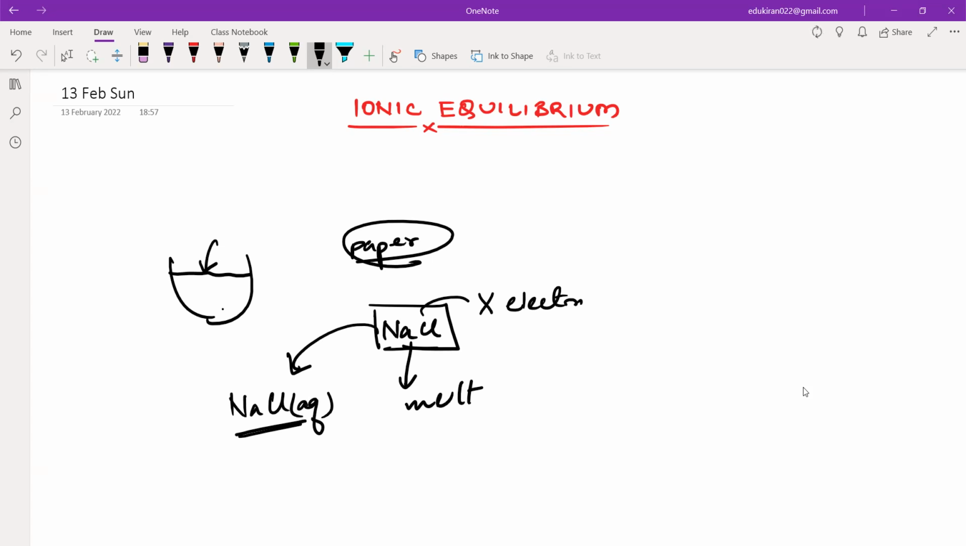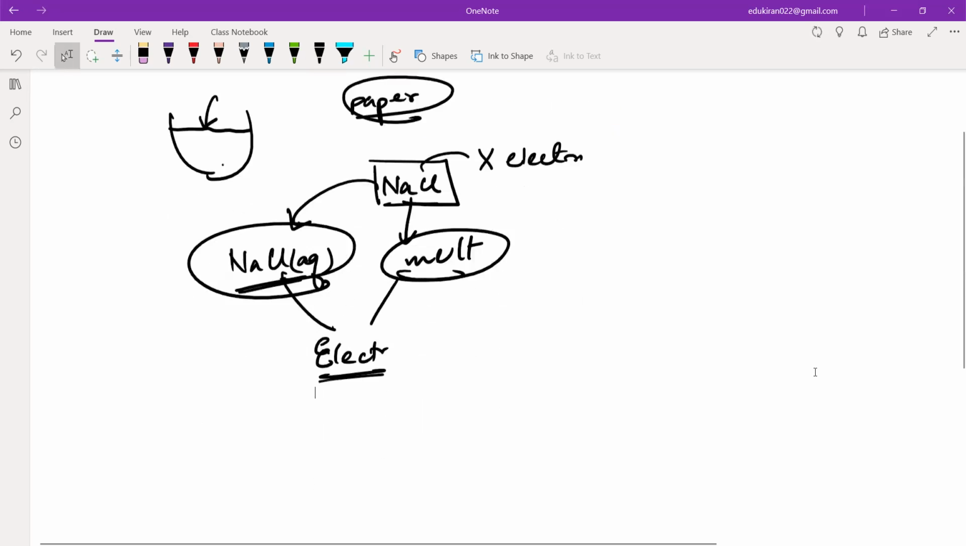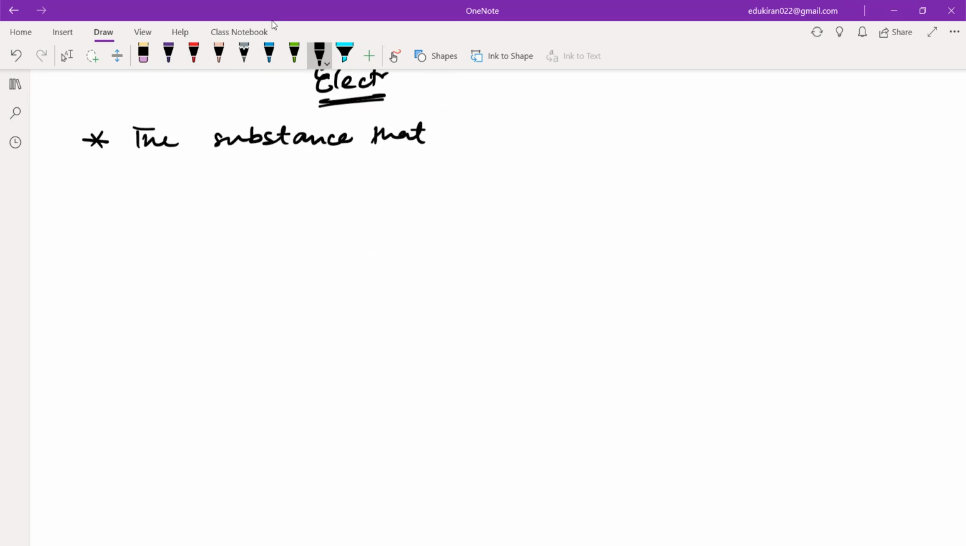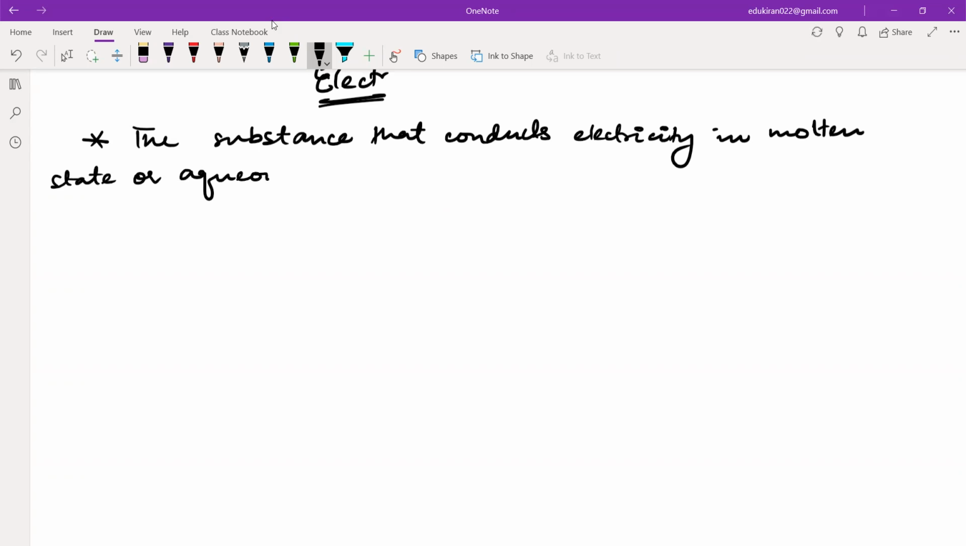Now, on the basis of this, he classified everything into two types, electrolytes and non-electrolytes. So the substances whose melt or aqueous state conducts electricity, he called them electrolytes. So first thing is that we will write the definition of what is electrolyte. The substance that conducts electricity in molten state, that means if you melt it, or aqueous state. In both of these states, if it conducts electricity, then it is called electrolyte. It is known as electrolyte.